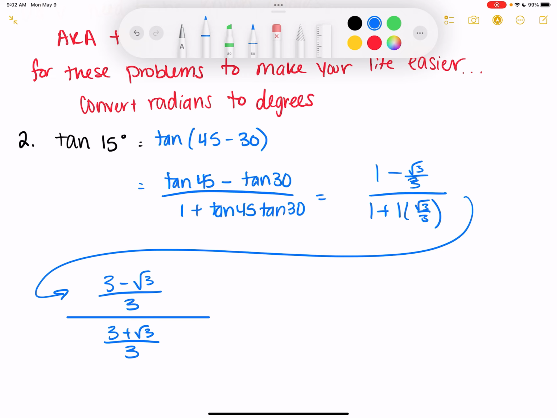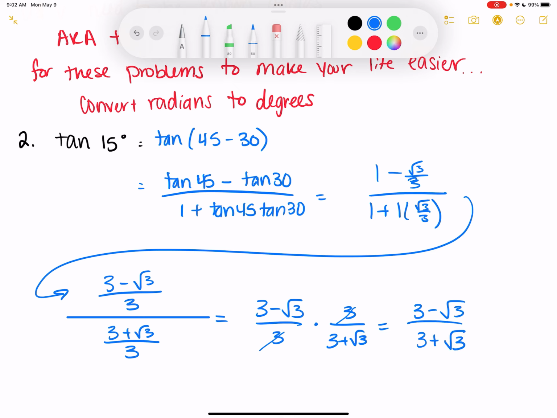You train slow. So 3 minus root 3 over 3 times 3 over 3 plus root 3. So the 3's cancel. 3 minus root 3 over 3 plus root 3.